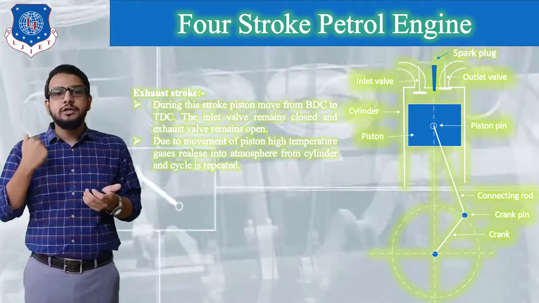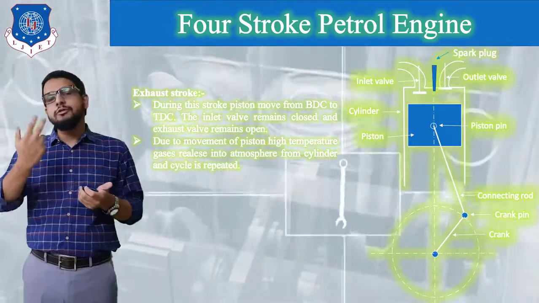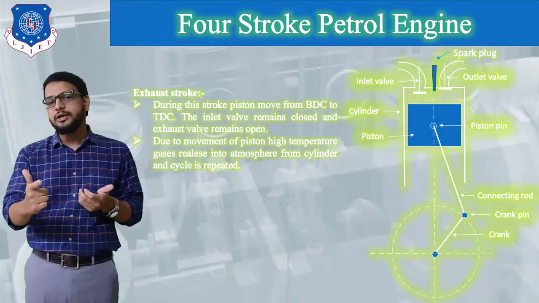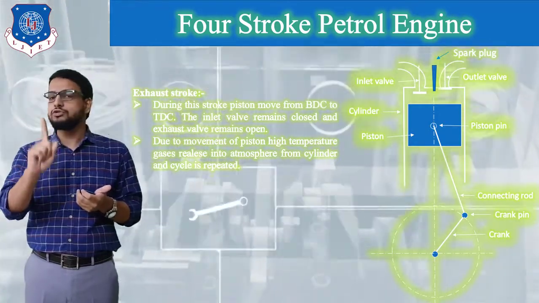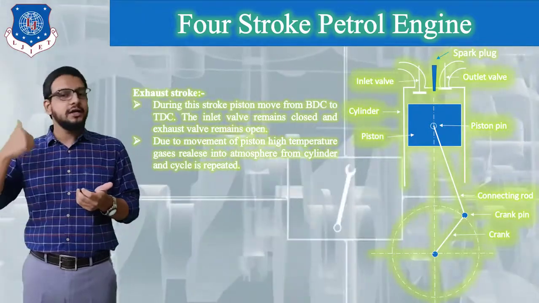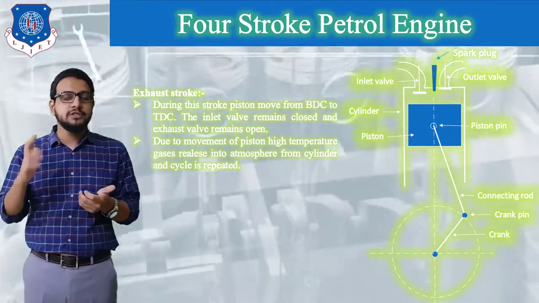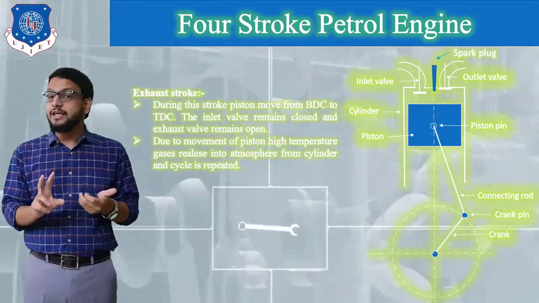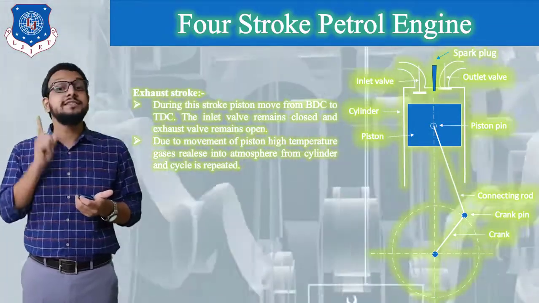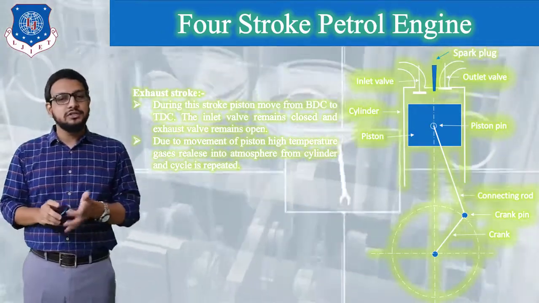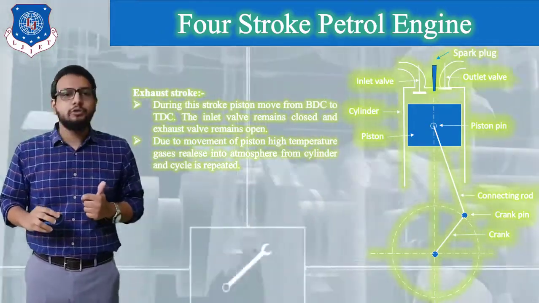And how many revolutions has the crank performed? We would say that during suction, half revolution, during compression, another half revolution. So in two strokes, 1 revolution; in the power stroke, half revolution, and in the exhaust stroke, half revolution, which means another 1 revolution. So a total of 2 revolutions of the crank has been done to perform 1 cycle of our petrol engine. Okay, so this is how a 4-stroke petrol engine operates.